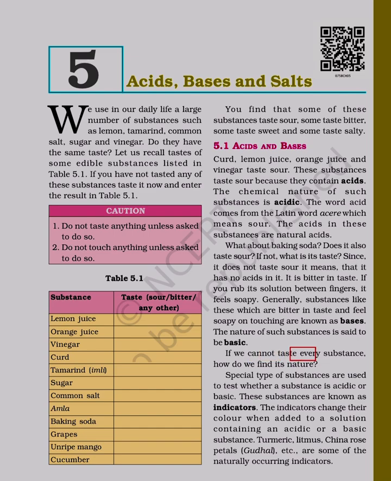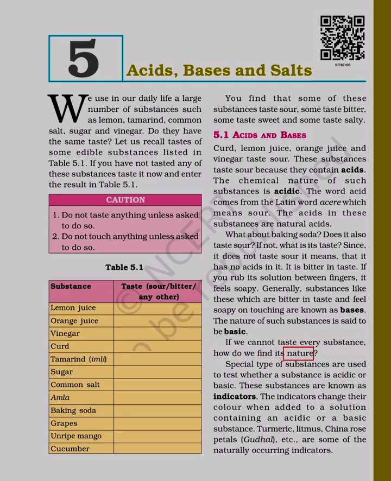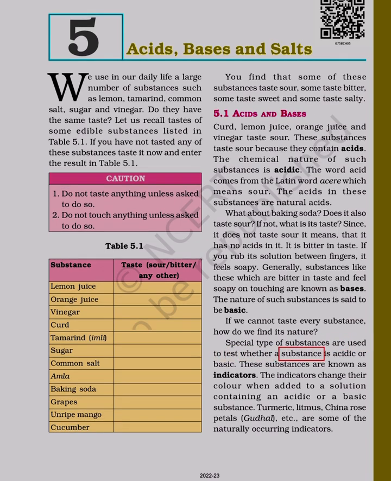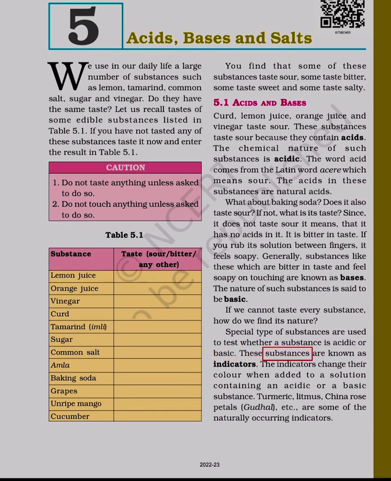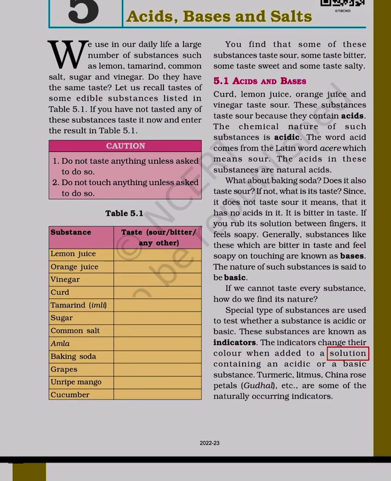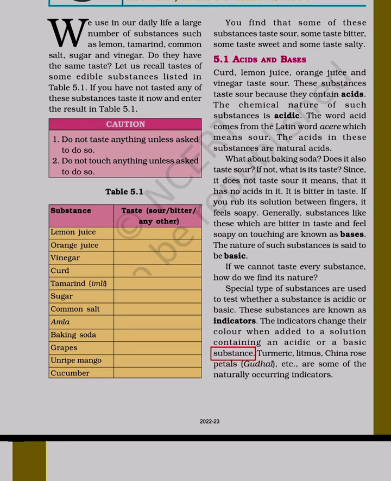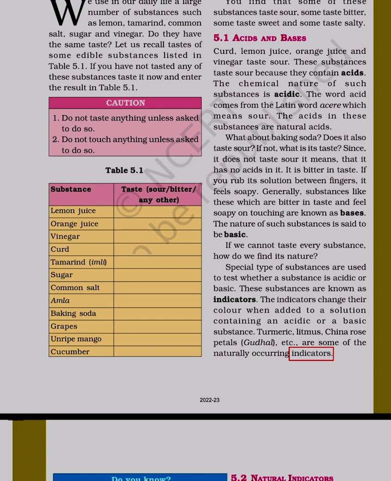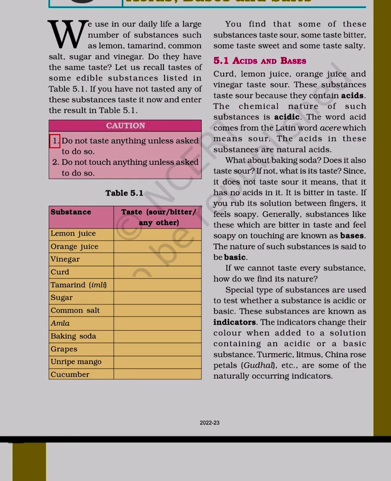If we cannot taste every substance, how do we find its nature? Special type of substances are used to test whether a substance is acidic or basic. These substances are known as indicators. The indicators change their color when added to a solution containing an acidic or a basic substance. Turmeric, litmus, China rose petals, gudhal, etc. are some of the naturally occurring indicators. Caution. 1. Do not taste anything unless asked to do so. 2. Do not touch anything unless asked to do so.